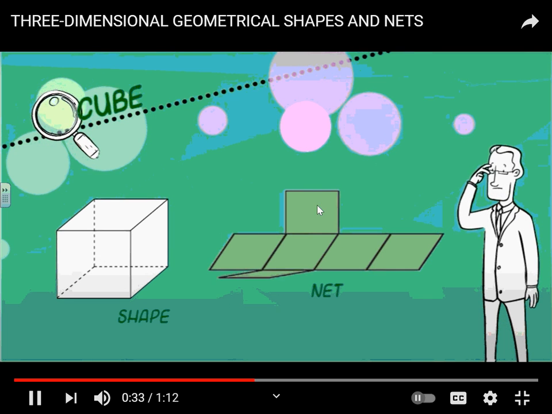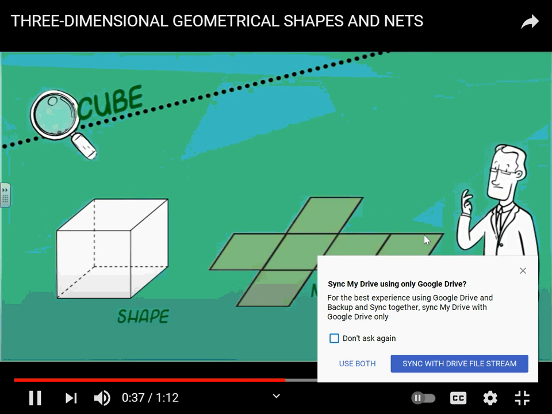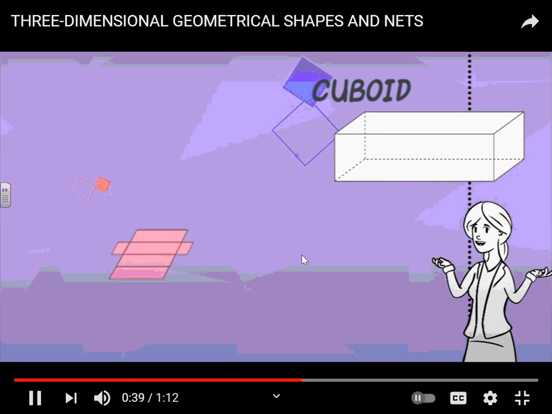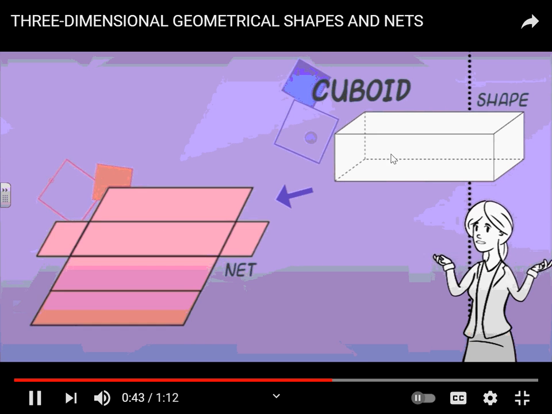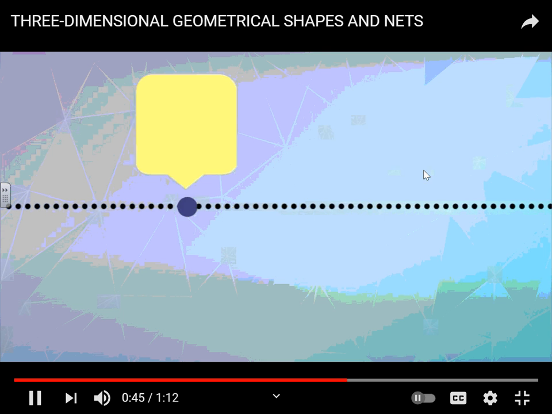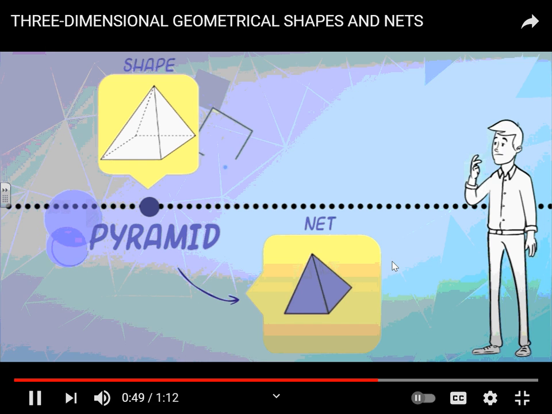A cube, and that's over here. Again, you fold up all the sides. You get the top. So that's what this is all about. That's what the net is. The net is what you could fold everything up to make. That's called a cuboid. We'll just call it a square prism.